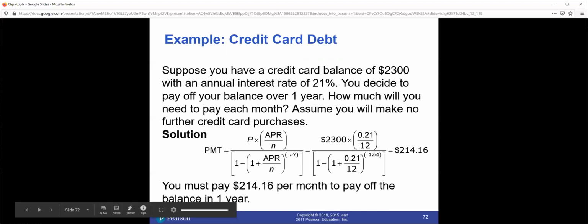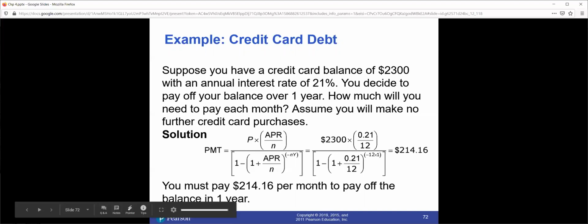So, yeah, balance 2,300. Big old interest rate sits looking at you square in the face. You want to pay it off the course of the year. That's 12 monthly payments. What do you need to do? Well, if we plug our numbers in, do our math, we find out that you need to pay $214.16 per month to pay off that $2,300 payment.